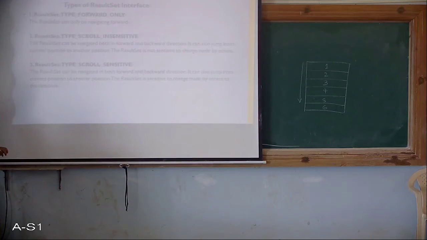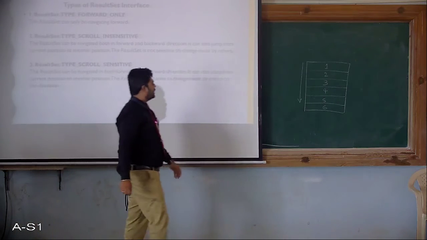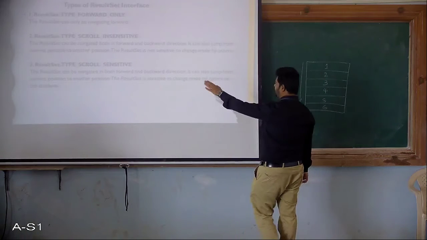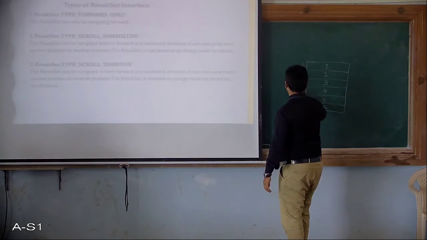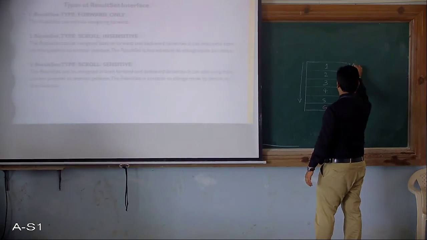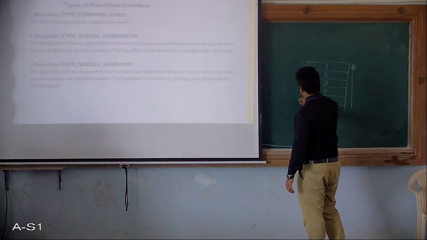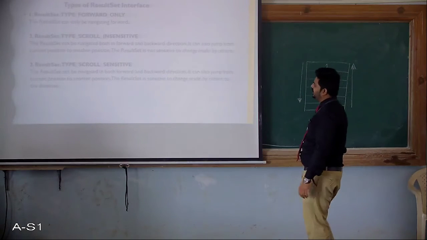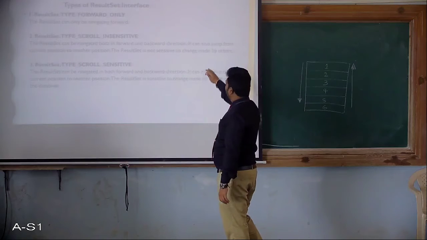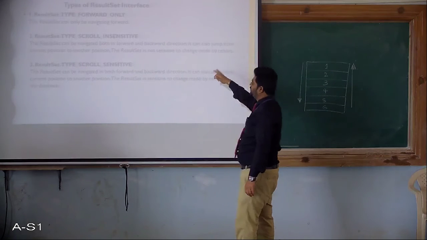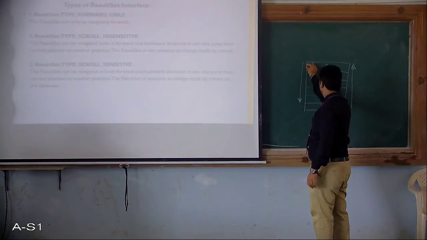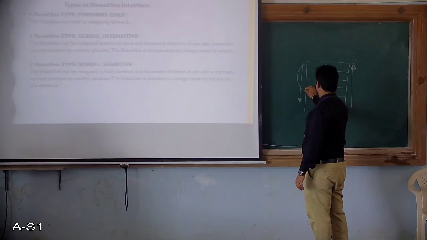Next comes the second type of result set, ResultSet.TYPE_SCROLL_INSENSITIVE. Here the result set can be navigated both forward and backward. In both the sensitive and insensitive types of result set interface, both directions work, and you can jump from one position to another. For example, from the first position you can go to the fourth position of your result set.